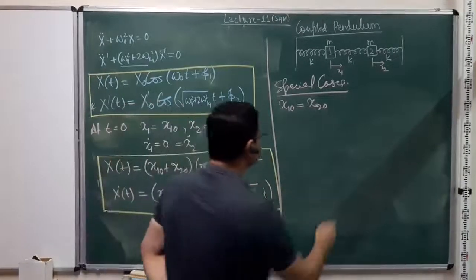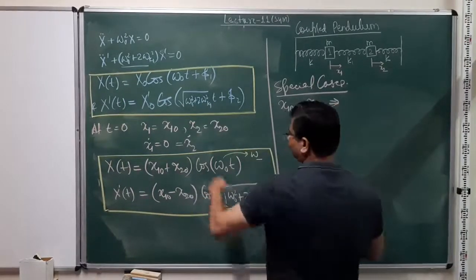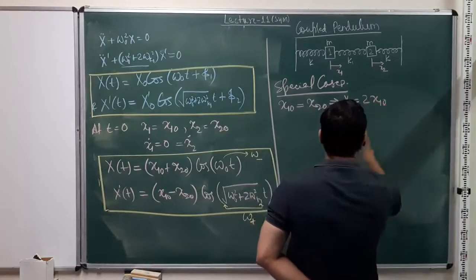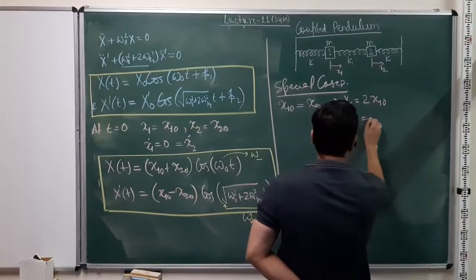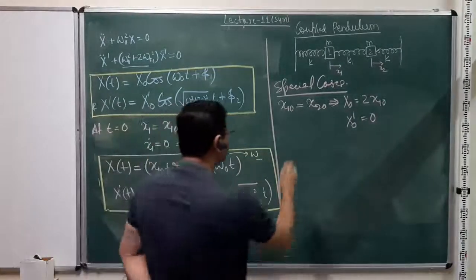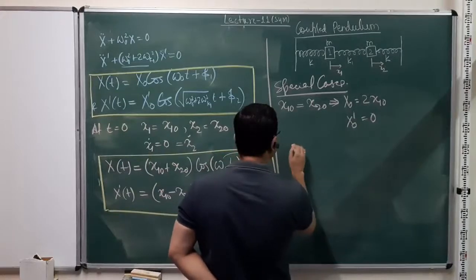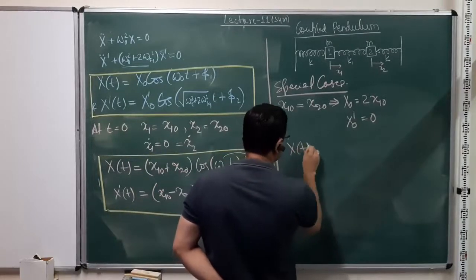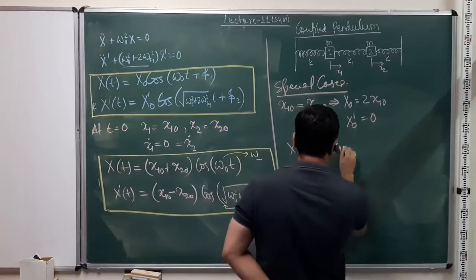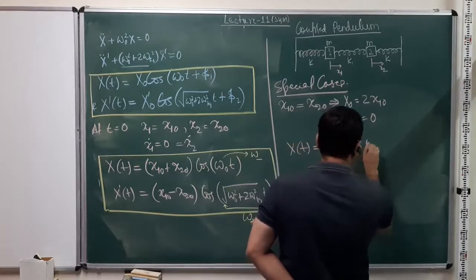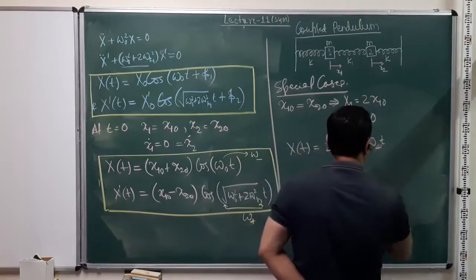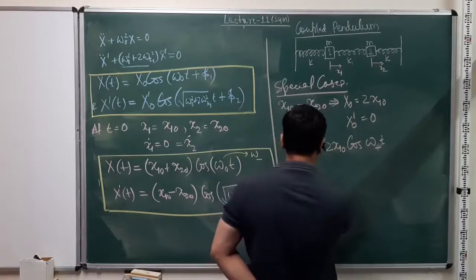If that is the case, then this would imply that x0 is basically 2x10 and x0 prime is 0. And in that case, the equation of motion is simply x of t is equal to 2x10, some amplitude, cosine of omega minus t.